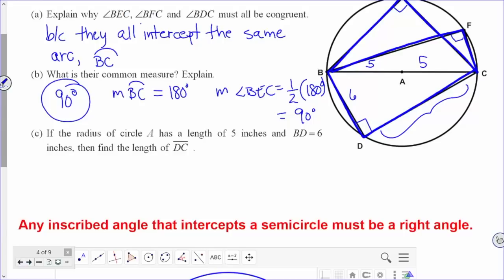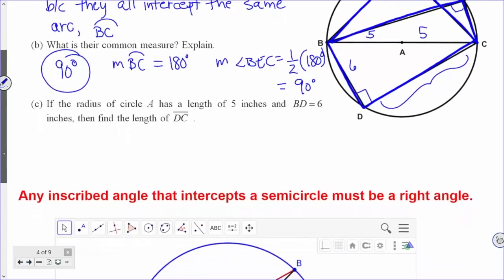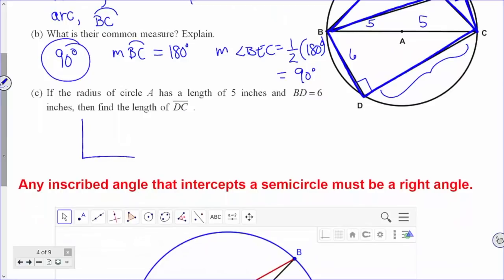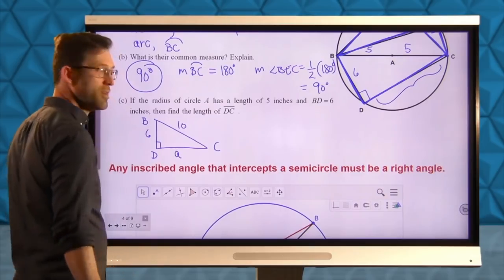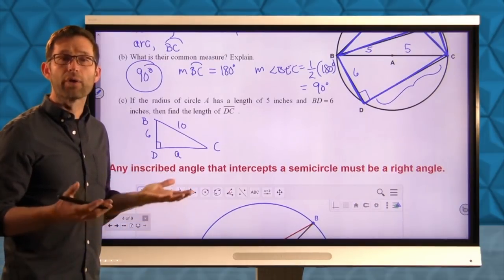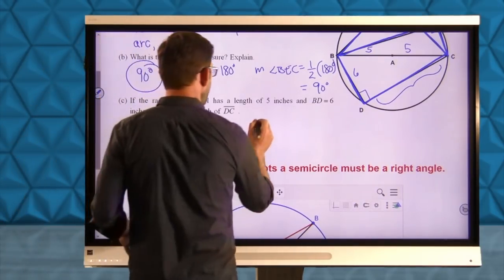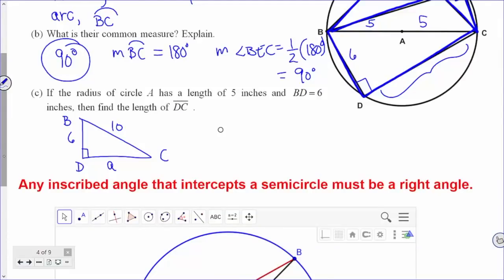Well, ultimately what we have now is we have the following right triangle. Let me just move this up a bit. We have a right triangle that looks like the following. I'll even label all the vertices. B, C, D. BD is 6. BC now is 10, not 5. And I'm looking for DC. Maybe I'll call it A. And of course, for this, I can use the Pythagorean theorem, right? And I can say A squared plus 6 squared is equal to 10 squared. A squared plus 36 is equal to 100.